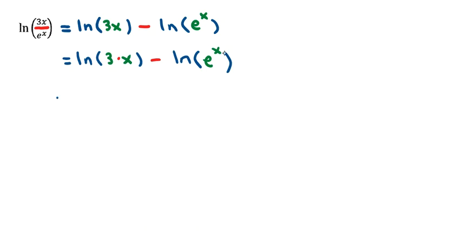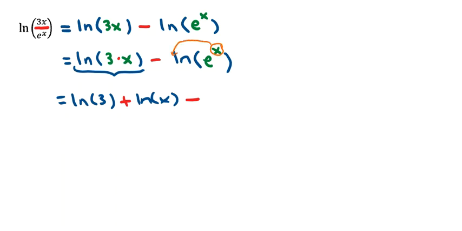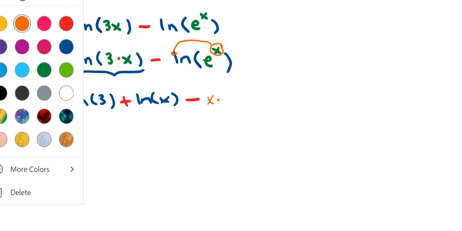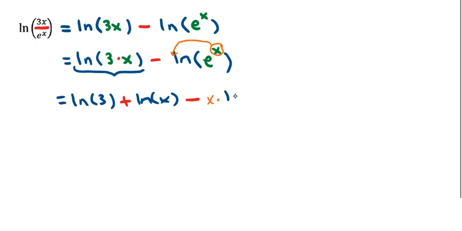All right, so continuing on, this first natural log will now split up into addition because we have multiplication in there. It's going to be the natural log of 3 added to the natural log of x, minus, and by the power property, we can take this x down in front and it becomes a factor, or something we multiply, to the natural log of e.